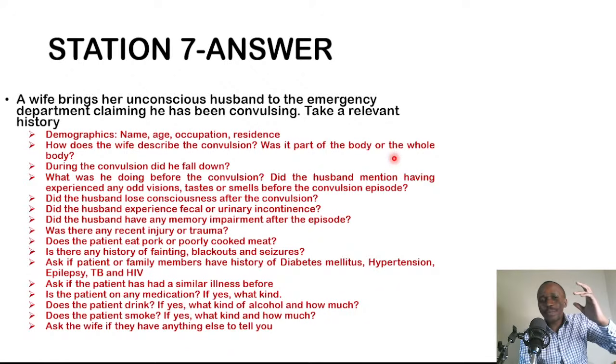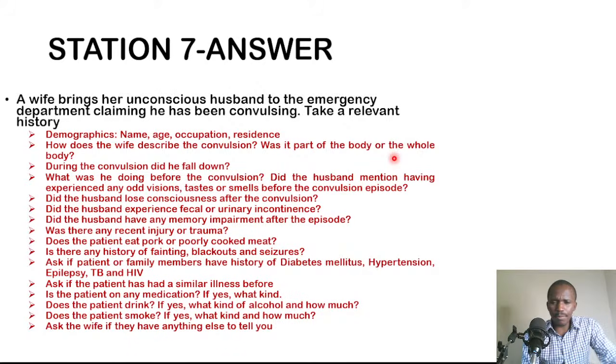So is there a history of fainting? Is there a history of blackouts? Is there a history of seizures? And ask if they or anyone in the family has a history of diabetes, hypertension, epilepsy, TB, HIV. Because these are all conditions that can actually present as seizures.